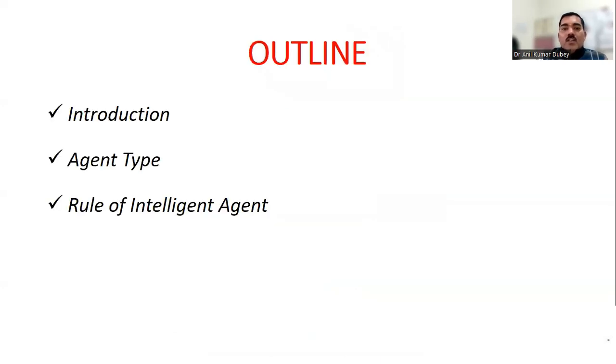So next, these are the outlines for today's lecture. First, the basic terms and introduction about the intelligent agent, then agent types, and the third is the roles of intelligent agents.